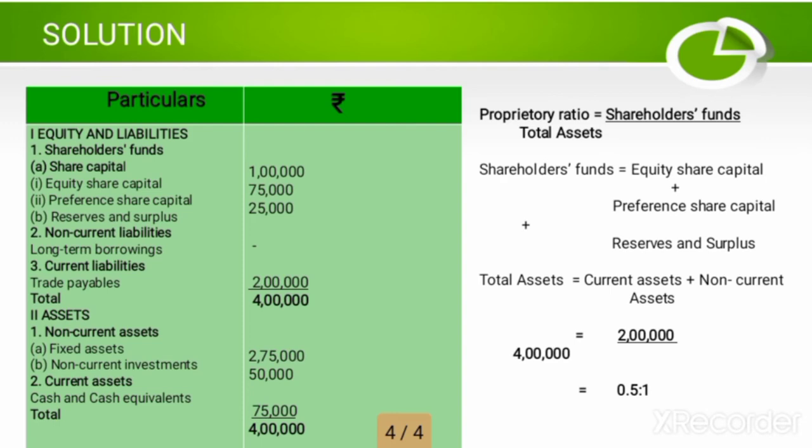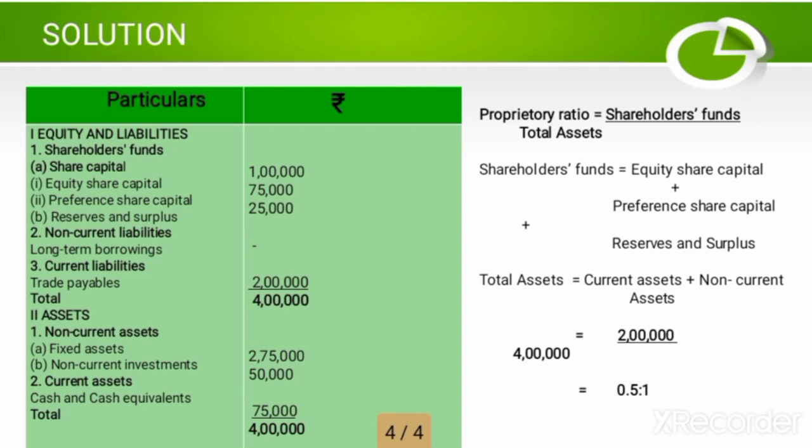Then the asset side. Non-current assets, fixed assets and non-current investments are 2,75,000 and 50,000 respectively. Then current assets, cash and cash equivalents 75,000. The total assets are 4 lakhs. Okay. Now apply the formula. Proprietary ratio is equal to shareholders' funds divided by total assets.